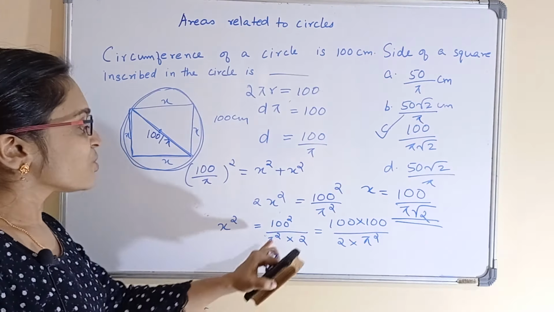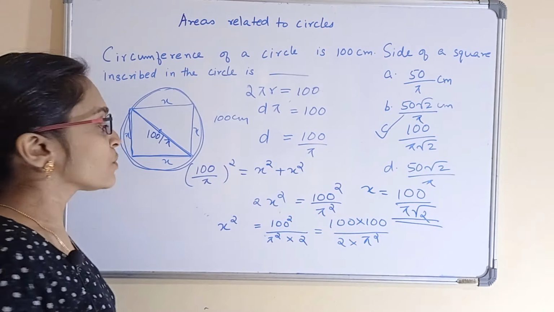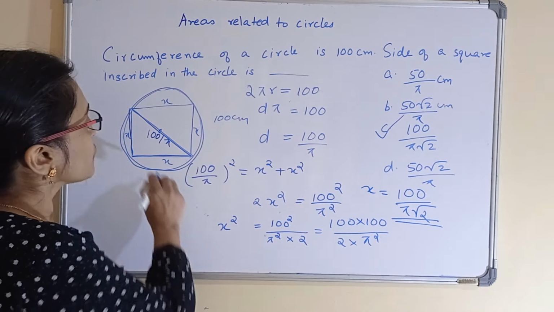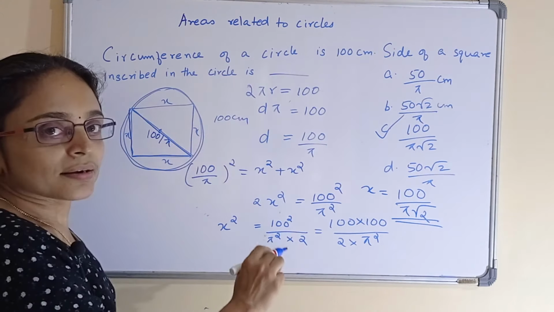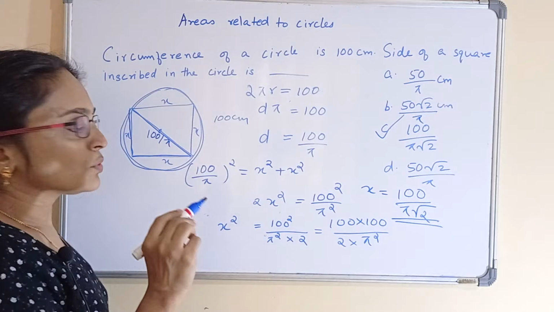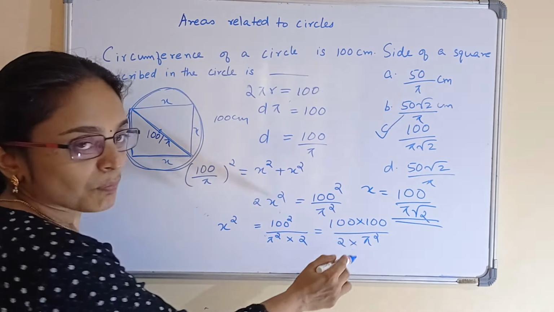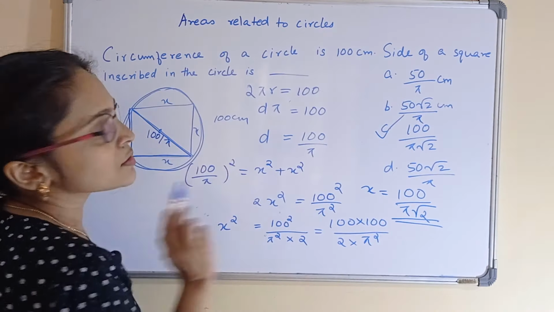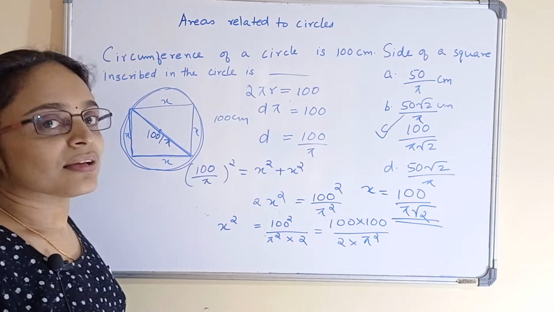Isn't it? So this is the same as 100 into 100 by 2 into pi square. So when we take the root, we want to find x here. So x is equal to the root of 100 into 100 by 2 into pi square. So we can take 100, then 1 by pi, and this root 2 will come. So 100 by pi root 2 is the answer.